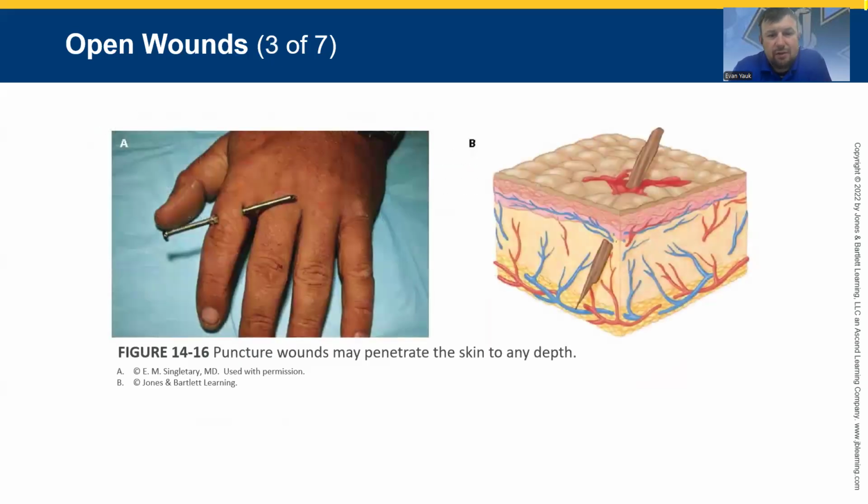So here we have a nail through the finger. That is a puncture wound. We have a piece of wood shoved in. That's like a splinter. That's what's happening on the inside.